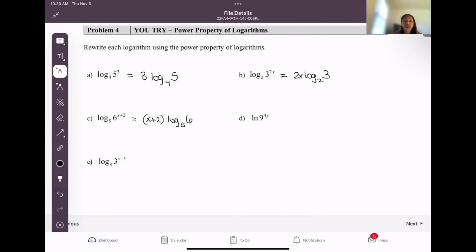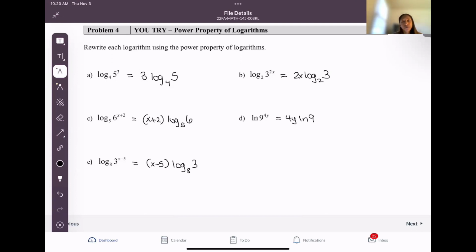Okay, and then for part D, ln of 9 to the 4y power, our exponent is 4y. We bring that down and multiply it by ln of 9. And last one of these, log base 8 of 3 to the x minus 5 power, that's x minus 5, and we're multiplying that entire exponent by log base 8 of 3.